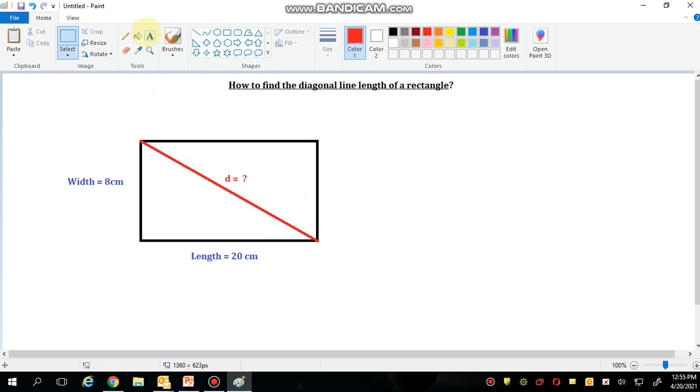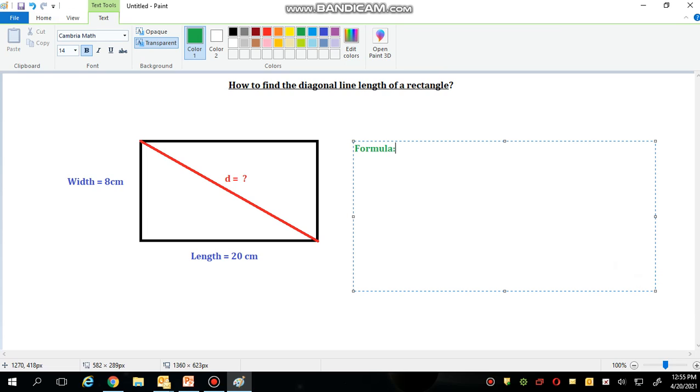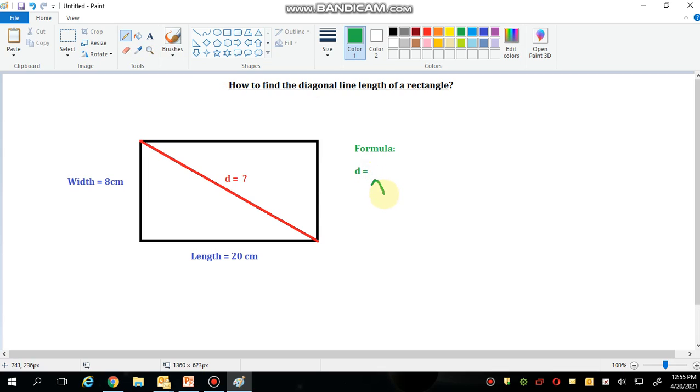So let me give you the formula right now. The formula to find the diagonal line is D is equal to the square root of length squared, plus width squared. Try to write here the best I can. That is the formula in order to find that diagonal length.